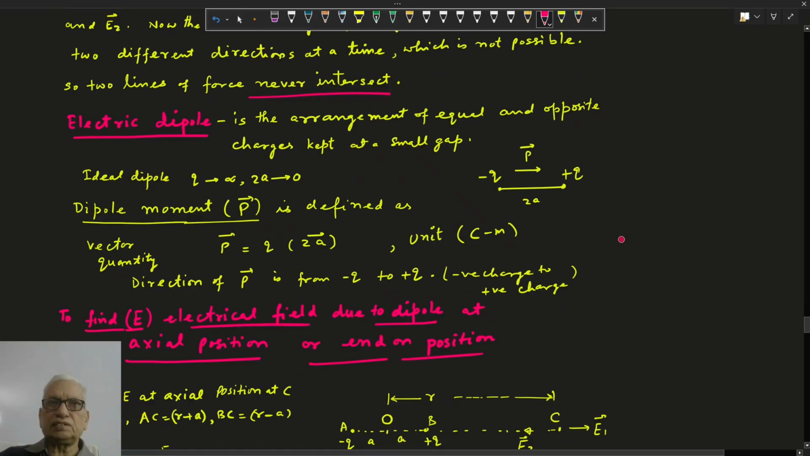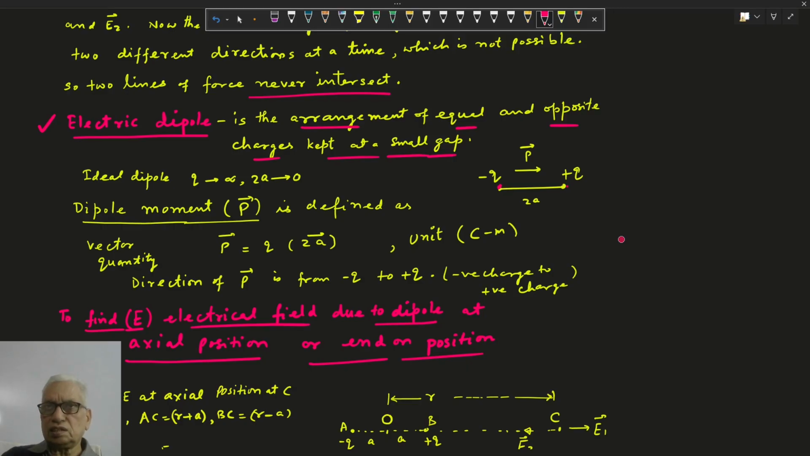Now we are defining, say here, electrical dipole. Electrical dipole is the arrangement of equal and opposite charges kept at a smaller gap. The definition of dipole: arrangement, negative charge, positive charge, at a smaller gap or distance. Ideal dipole is Q is very large and distance or gap is very small. This is the ideal case, ideal dipole. Dipole moment is defined as the product of charge multiplied by the separation distance. But dipole moment is a vector quantity, so Q into 2a, तो 2a की डायरेक्शन होगी, वही डायरेक्शन क्या होती है? From negative to positive charge. Unit हो जाएगा coulomb into meter.